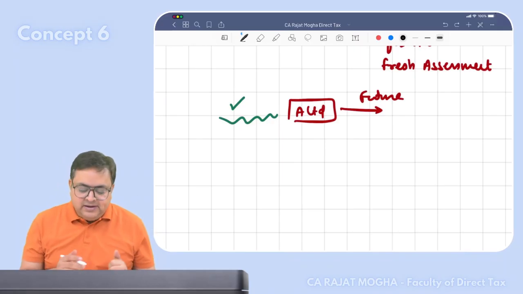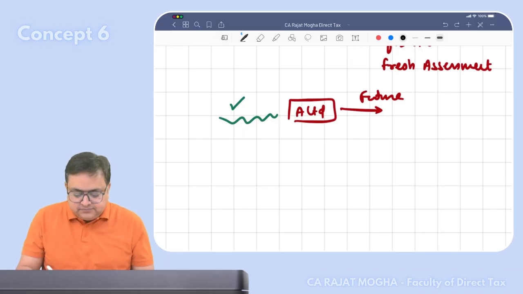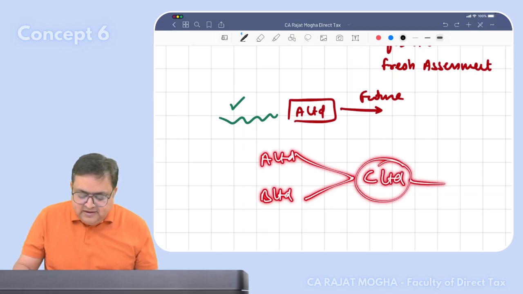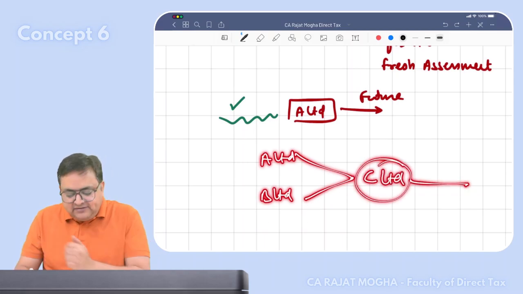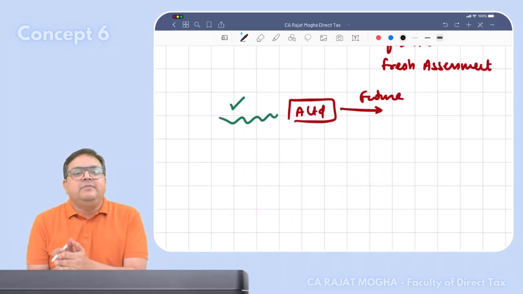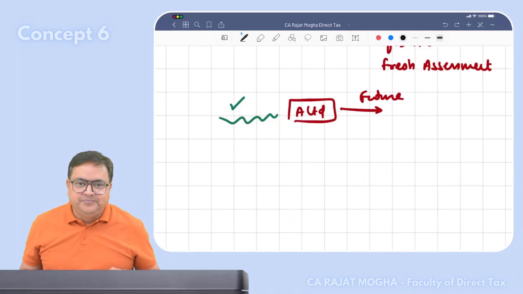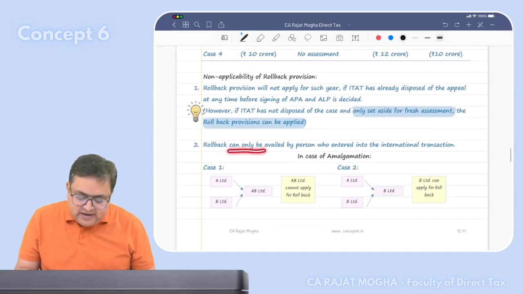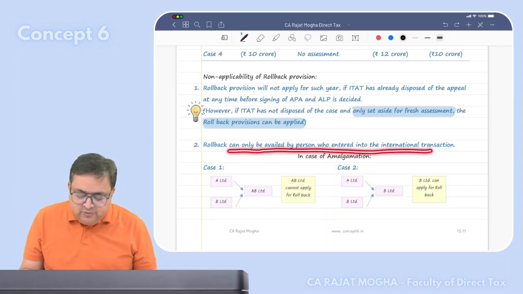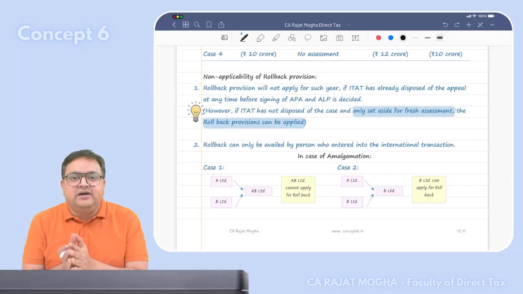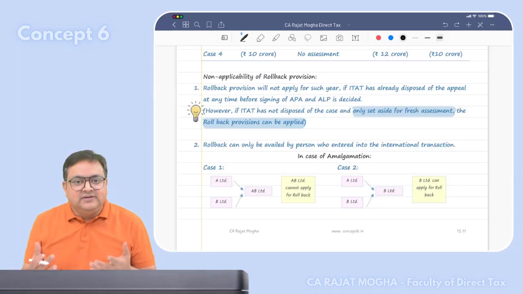Now what will happen? Let's say in the case of amalgamation, A Limited and B Limited both amalgamate and become C Limited. So C Limited can only go for future years. Can C Limited go for rollback? The answer is no. Why? Because C Limited was not in existence in that year. Got it? So it is written over here: rollback can be availed by the person who entered into the international transaction. You must have entered into the international transaction. You were not there. Your existence was not there.